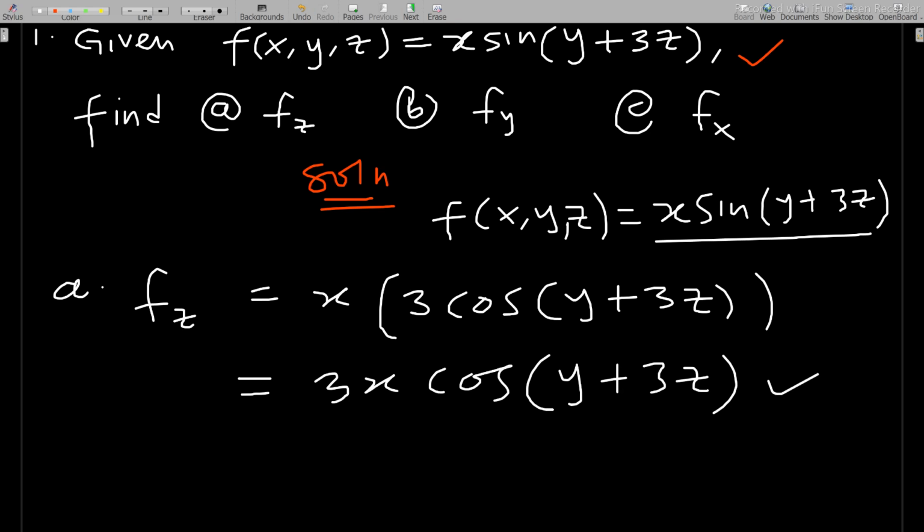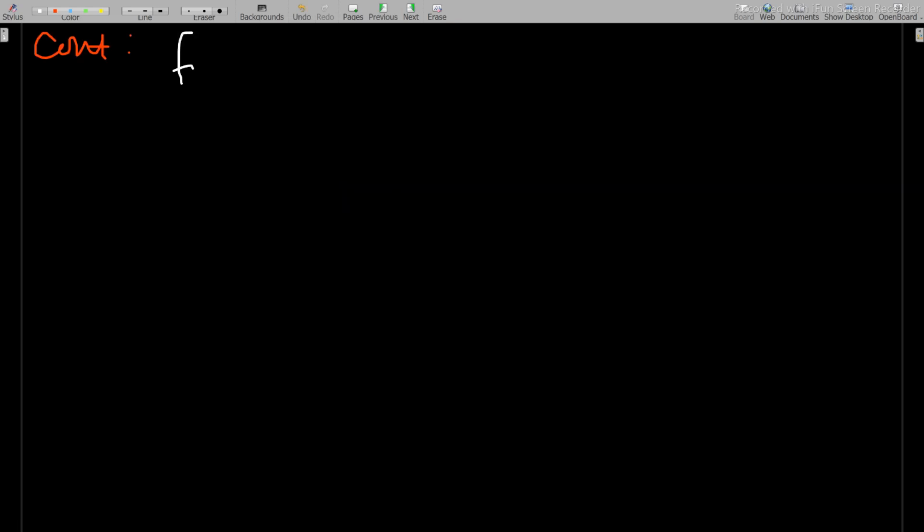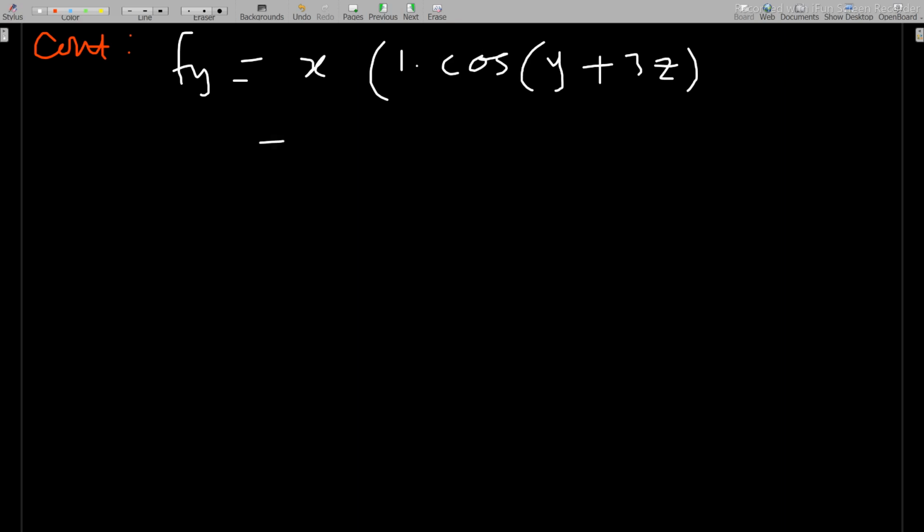So that is it. Now we go to our fy, and that one is very simple as well. That x stays, then you differentiate the sine and the function inside the sine with respect to y. Inside the sine we have y plus 3z, so differentiating that with respect to y, I get 1 times cos of y plus 3z. So the answer is x cos of y plus 3z.